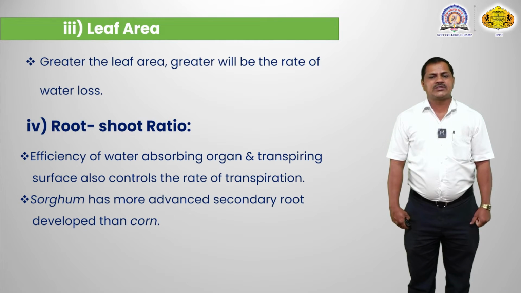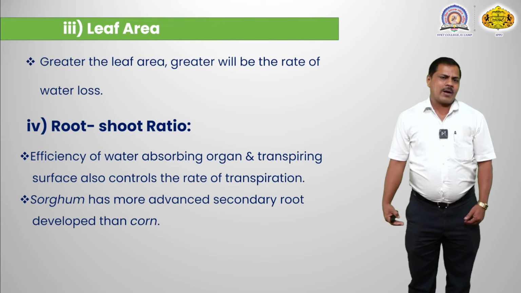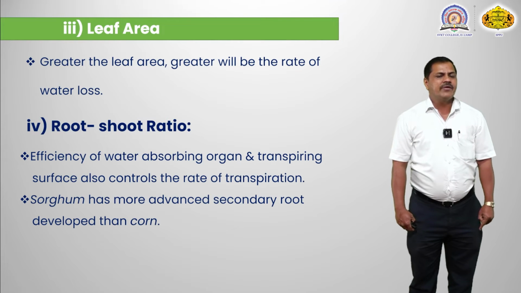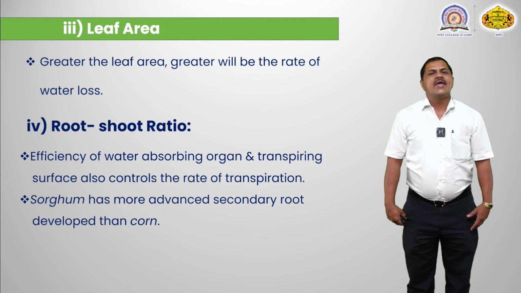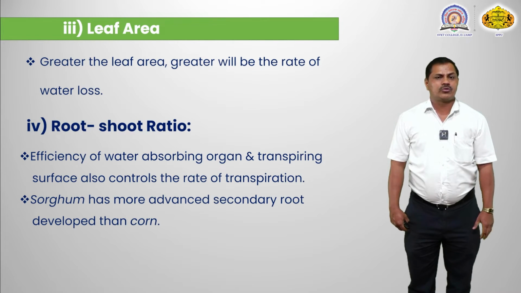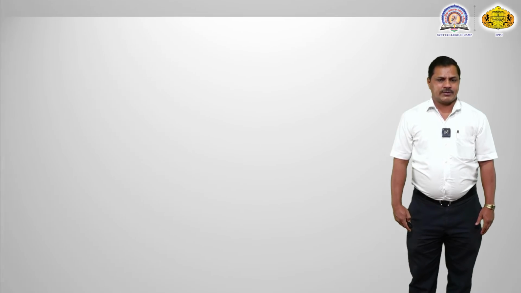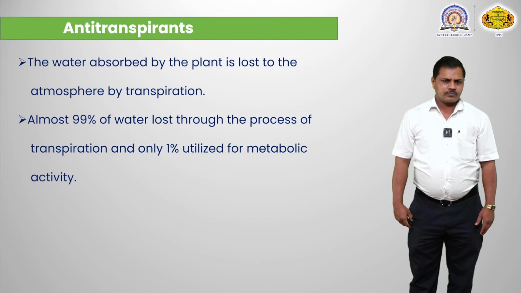Sorghum has a more advanced secondary root development than corn. As compared to the corn plant, this sorghum plant, or jowar plant, develops much more advantageous roots. This is also very useful for the extra absorption of water molecules. This is also how the root and shoot ratio affects transpiration.